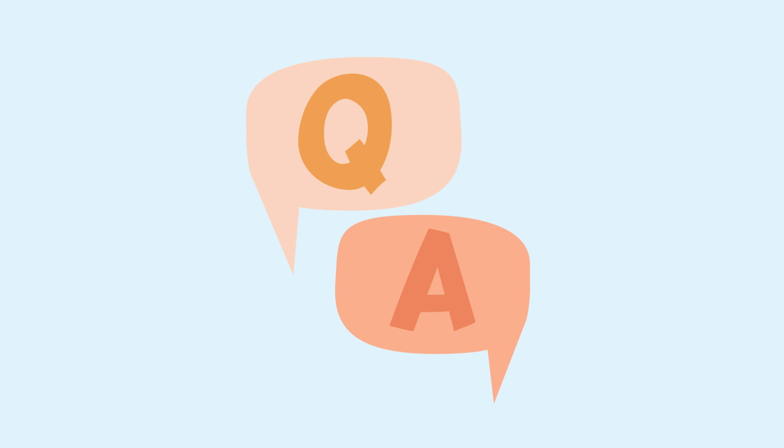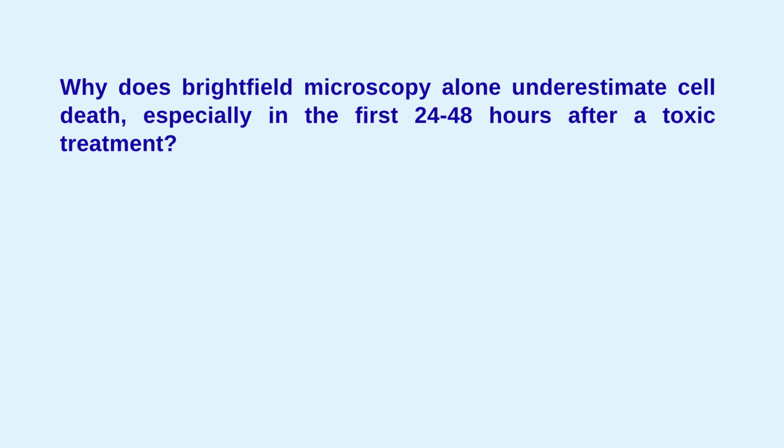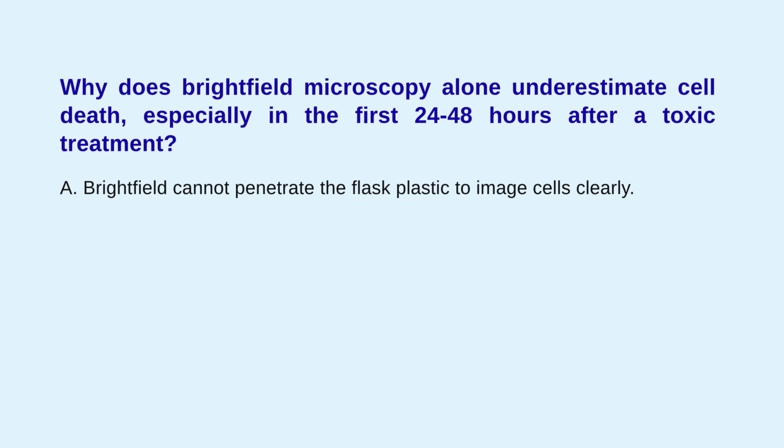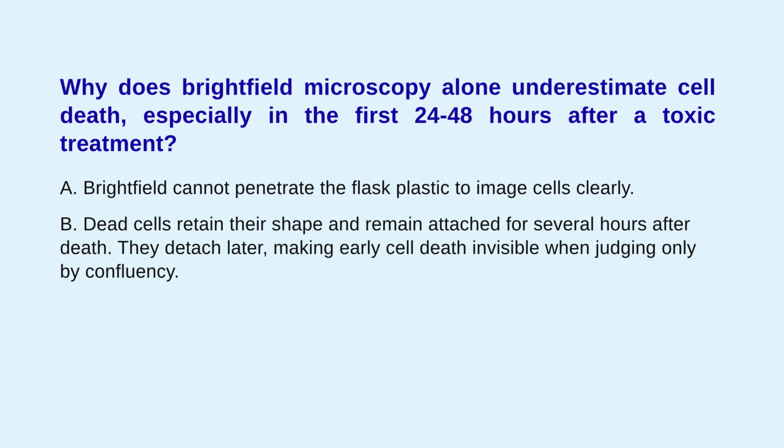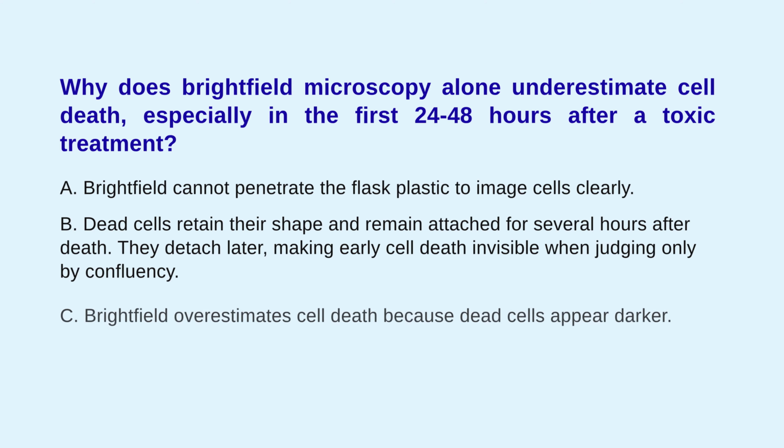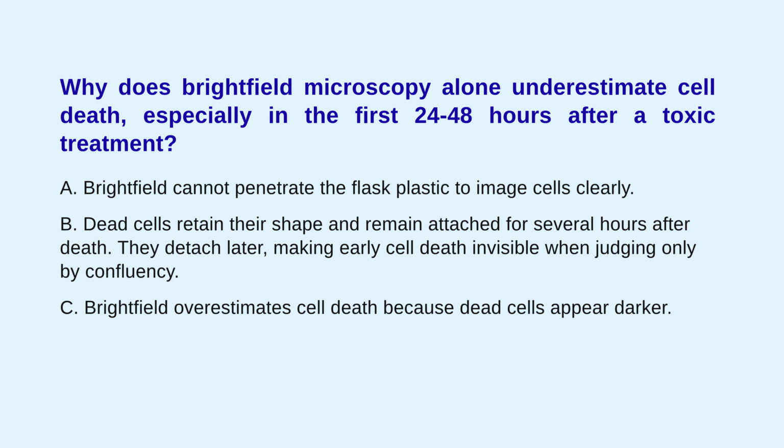Now, let's test your understanding with a quick question. Here's the question. Why does bright field microscopy alone underestimate cell death, especially during the first 24 to 48 hours after a toxic treatment? A. Bright field cannot penetrate the flask plastic to image cells clearly. B. Dead cells retain their shape and remain attached for several hours after death. They detach later, making early cell death invisible when judging only by confluency. C. Bright field overestimates cell death because dead cells appear darker. D. Bright field is only inaccurate at high confluency.